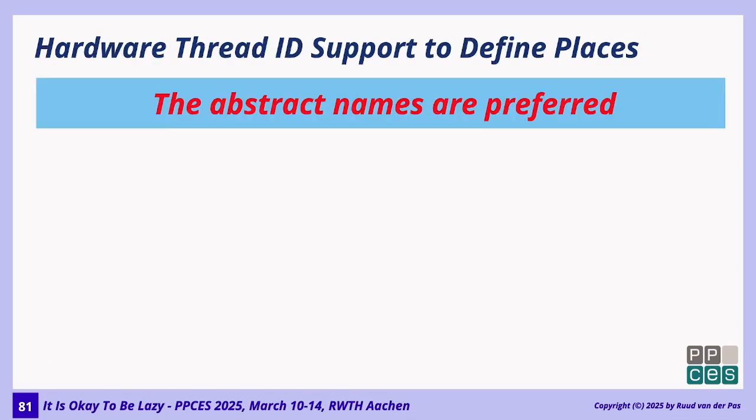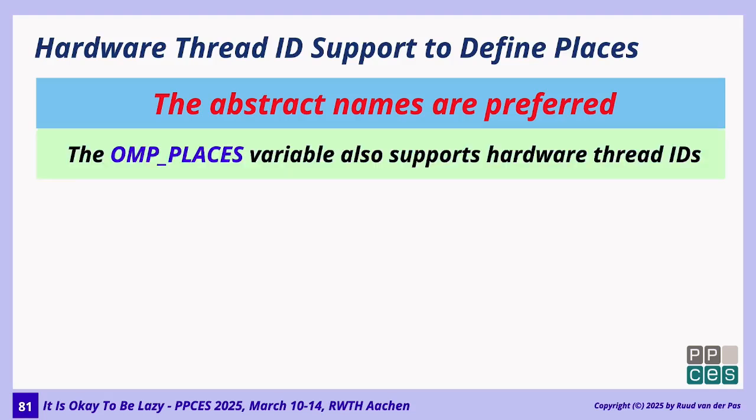Now, big disclaimer, otherwise Christian would also be angry at me. The abstract names are really the way to go. That's more portable in a way, more powerful. But I want to show you how to do things with numbers as well.